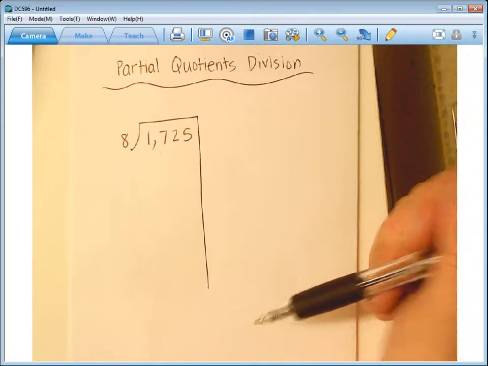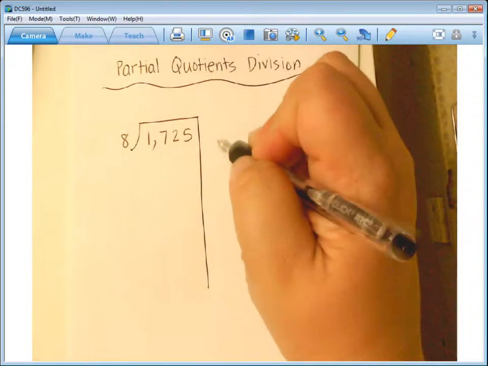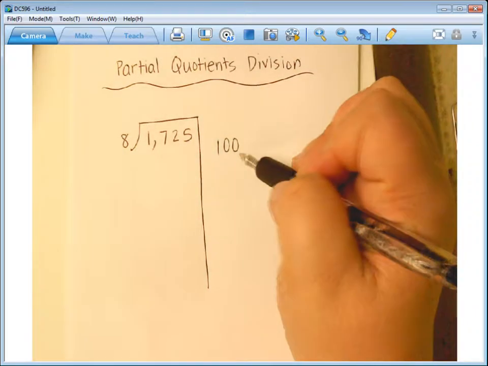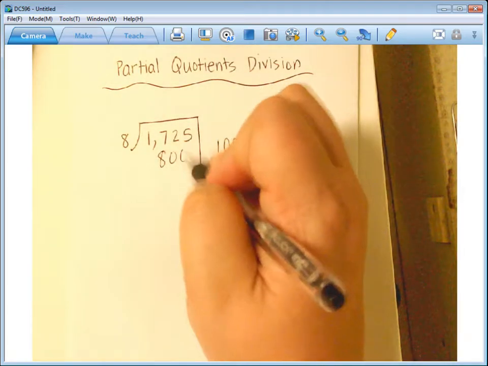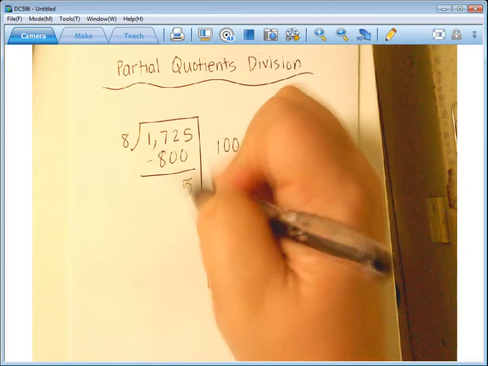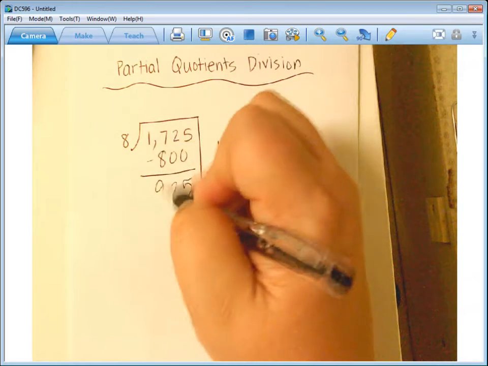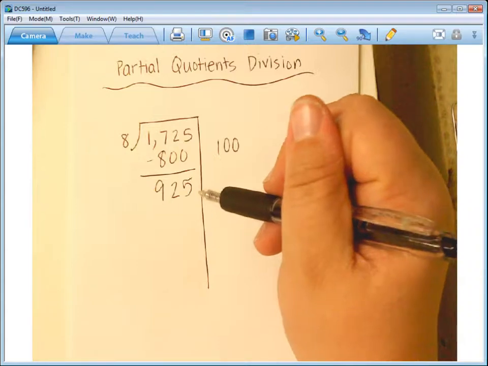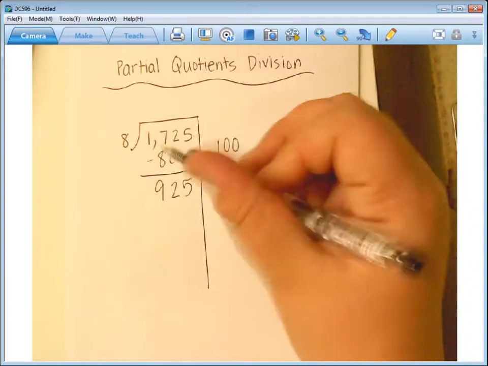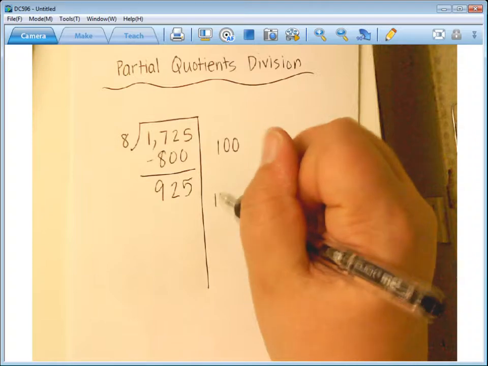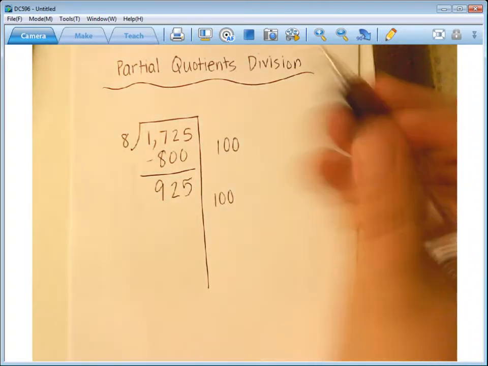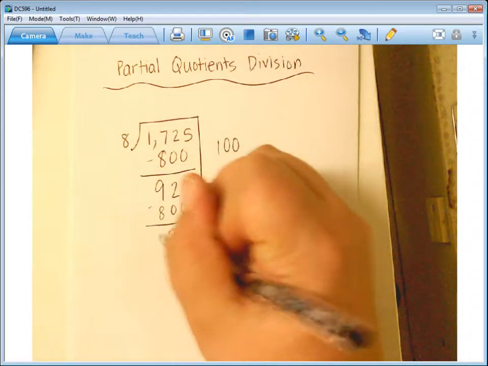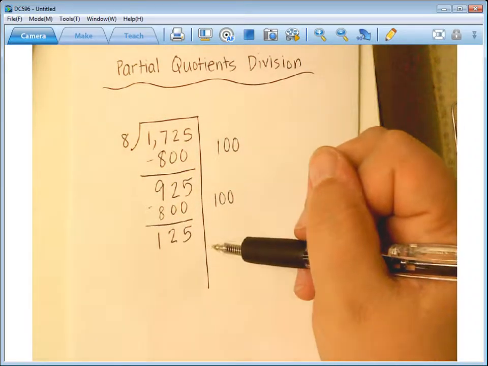So I'm going to jump up one more place value, and I'm going to take out 100 groups of 8 at a time. So 100 groups of 8 is equal to 800. So when I subtract, I get 925. Now I need to break apart 925. Well, if 100 groups of 8 is 800, I could do another 100 groups of 8. So 100 groups of 8 would give me 800. So now I'm down to 125.